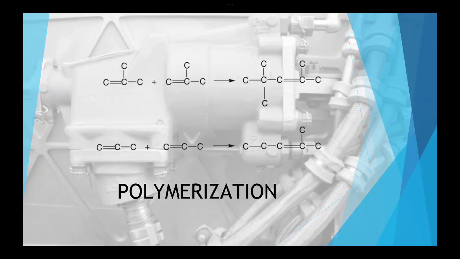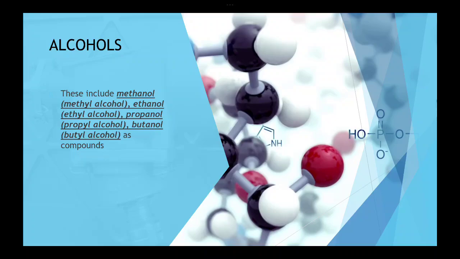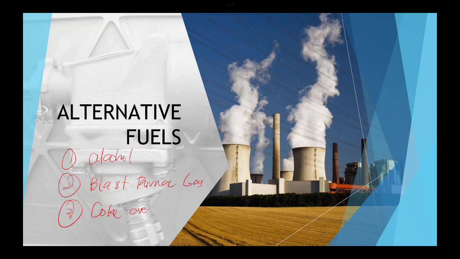Okay, let's move on to the alternative fuels. We have discussed one of these in our part one. First is alcohol. Before that, let me write here the three alternative fuels. The first one is alcohol. The second one is the blast furnace gas. And the third one is the coke oven gas. There you go, we do have the three again. That's alcohol, the blast furnace gas, and the coke oven gas.